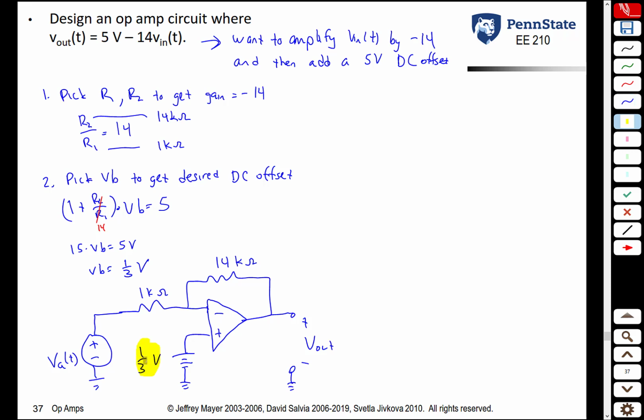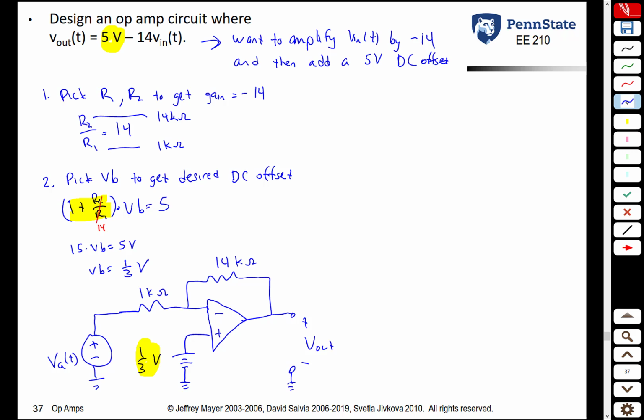As I pointed out before, the DC value you add here, this 1/3 volt, is not the same as the DC offset you want to end up with, and that's because of this additional term here. You have to remember that. The voltage you're applying to the non-inverting terminal is not equal to the DC voltage you're going to end up with, but it is related to it.